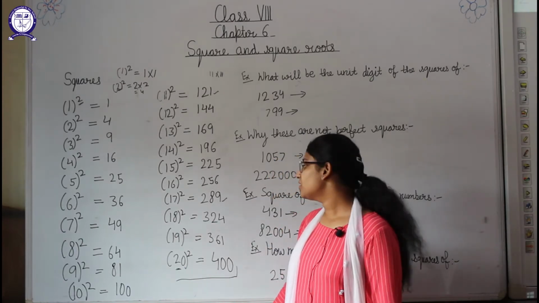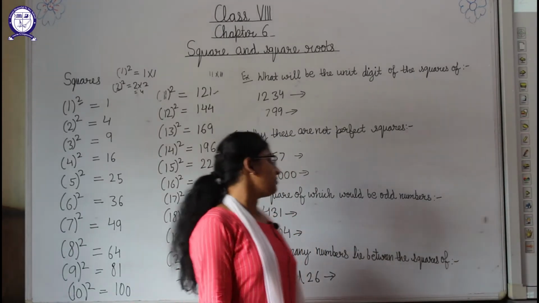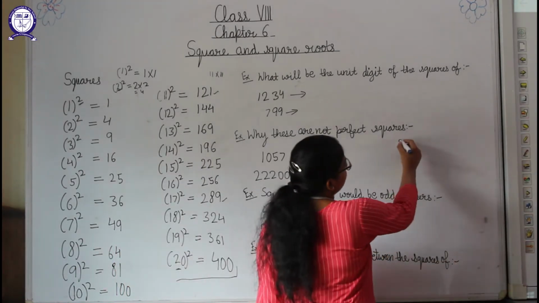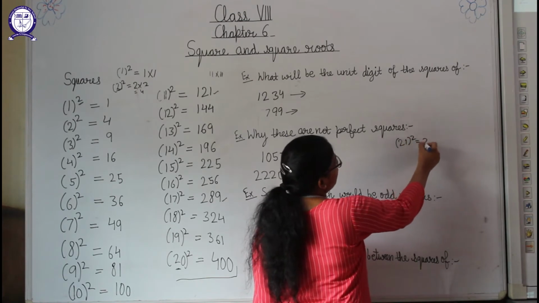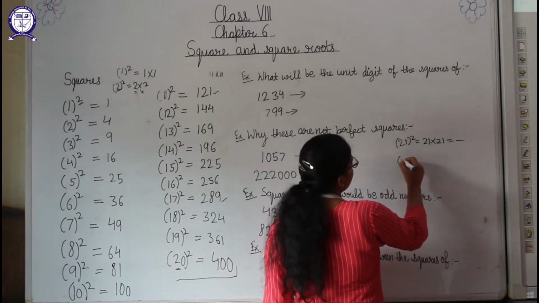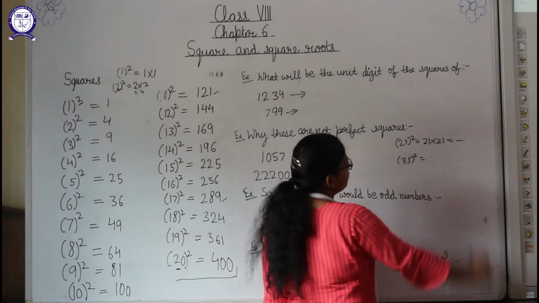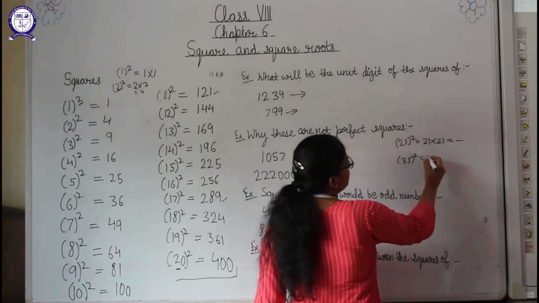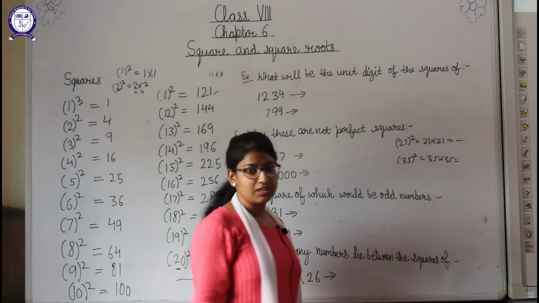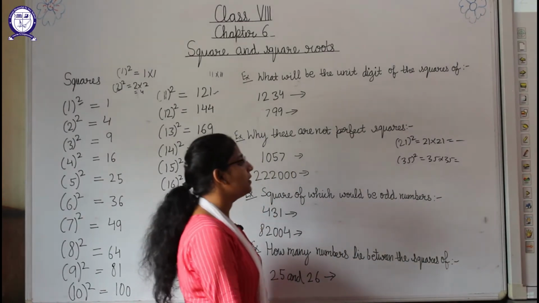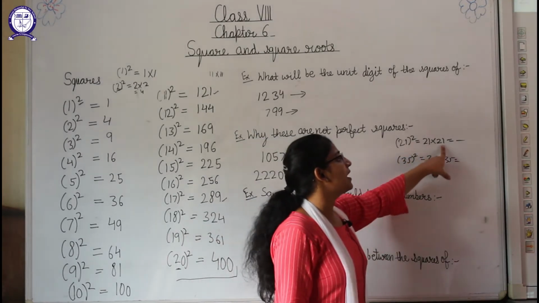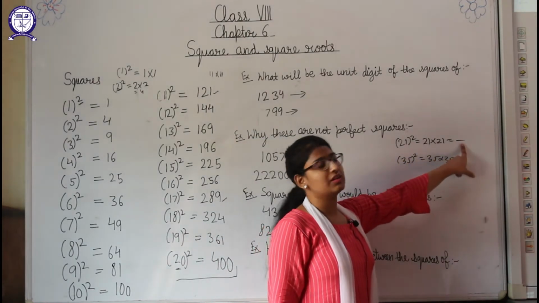Okay, after that, how can you solve? Suppose 21 square is given to you. You have to find the square of 21. Then what will you do? You will multiply 21 with 21. You will get the answer. Similarly, suppose you have to find the square of 35. Then 35 into 35 will give you the answer. There will be more methods in this chapter, but the simpler one is: whatever is given to you and you have to square, you will multiply this number by itself and you will get the square.